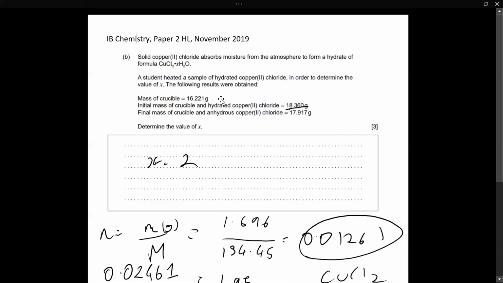The first time I got this question in the exam, I got it wrong. And since then, I've learned this method on how to do it. And hopefully, I've been able to teach it to you successfully.